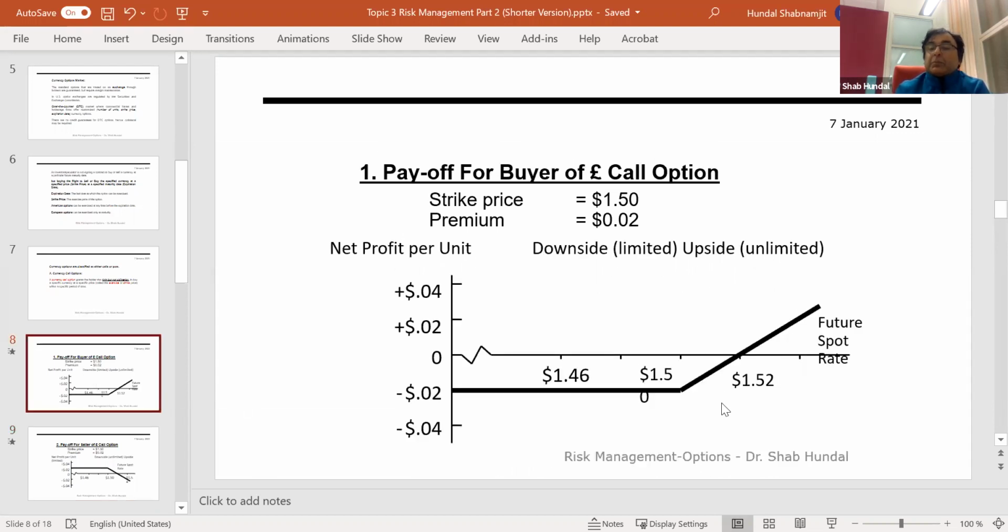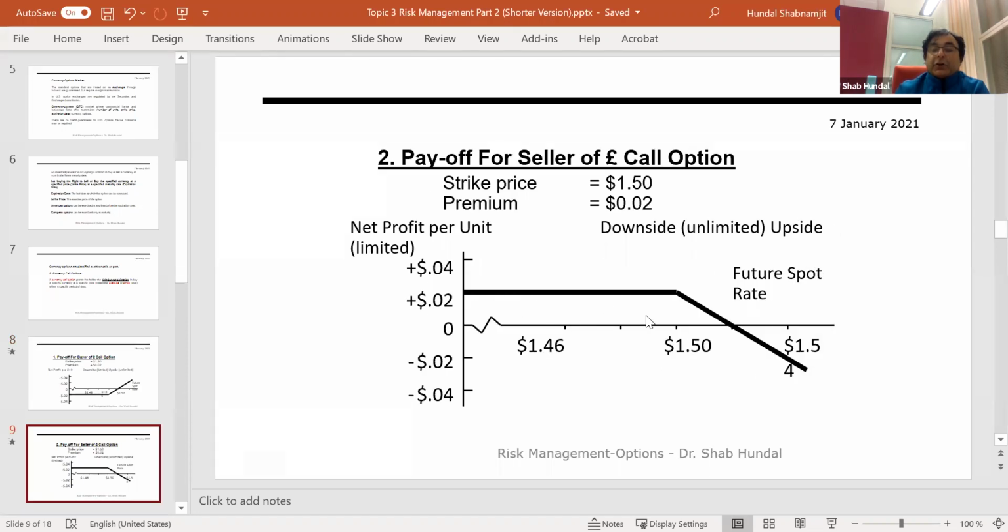Being a buyer of the call option, you would be wishing your option to be in the money. Being a seller of the call option, you will be wishing for the option to be out of the money, because only then you can gain. You mean the seller can gain. So it's like a seesaw. Seesaw means one person goes up, the other goes down.